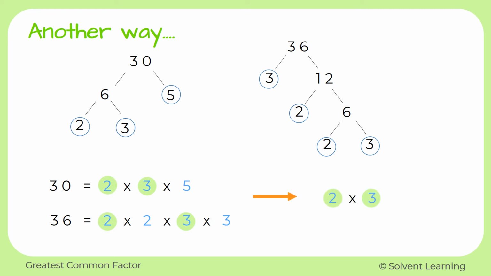Now all we have to do is multiply the 2 and 3 together. We get 6. That is our greatest common factor between the two numbers. So we list out the prime factorization for both numbers, and we can use a factor tree to help us with that. And then we look to see what prime factors they have in common, and then just multiply those together.